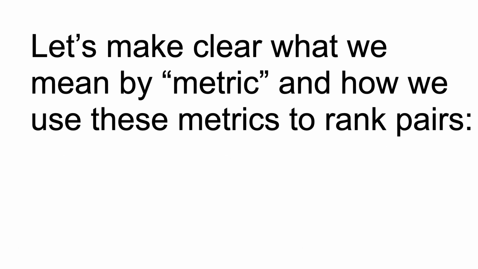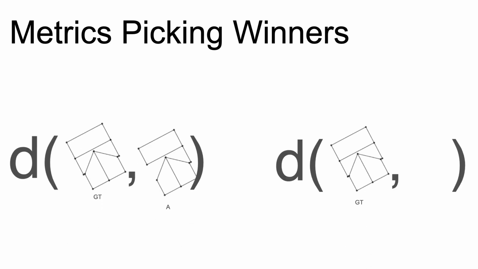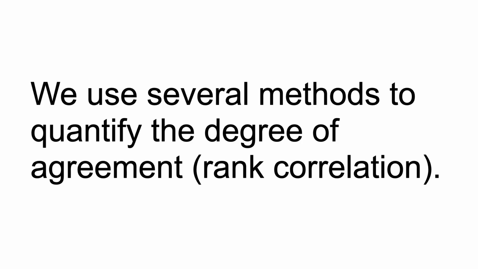So let's make clear what we mean by metric and how we use these metrics to rank pairs. Given some metric D, along with a ground truth wireframe and 2 reconstructions, A and B, our metric D tells us how close each reconstruction is to the ground truth, and the closer reconstruction is the winner. We use several methods to quantify the degree of agreement and extract the underlying rankings based on the pairwise preferences.